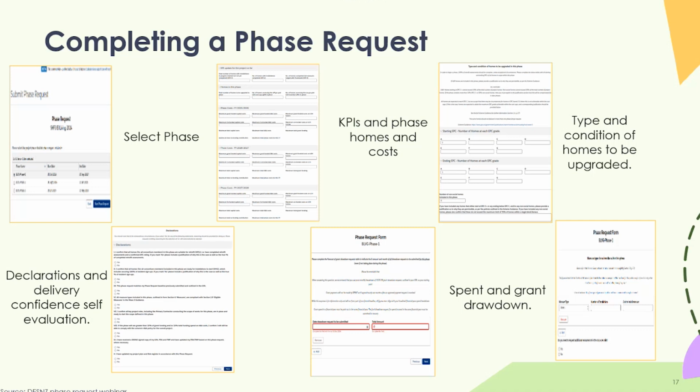You've got declarations and delivery confidence and the confidence self-evaluation. So this is where you're declaring, for instance, KPIs 1 and 2 have been completed. If you click yes, it's just a yes. We don't require any further information. It is a declaration, trusting you to be honest in terms of the information you provide. So you wouldn't be asked to give a full list of the retrofit assessments that have been done, etc. If you click no, a box will pop up for some justification. So please do utilize that.